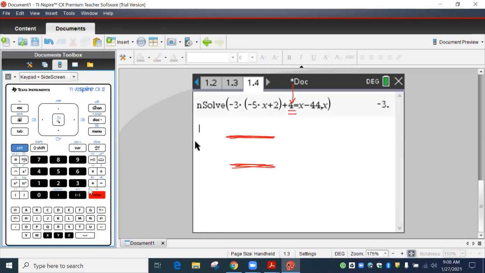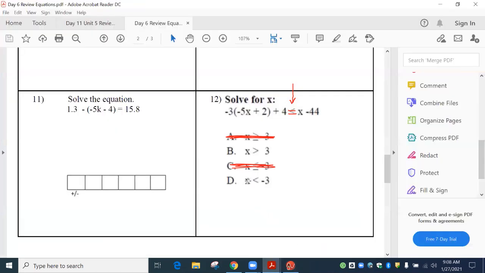and we got -3. Is that what you got? And so we're going to go back to our paper. It was -3, so the answer would be D.